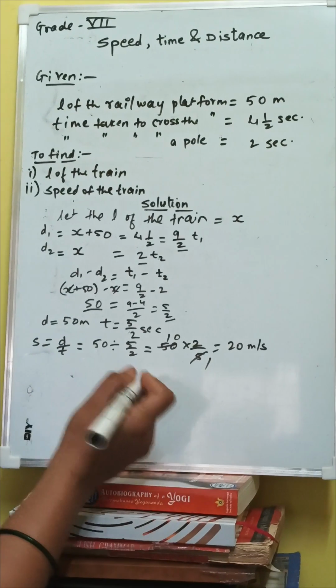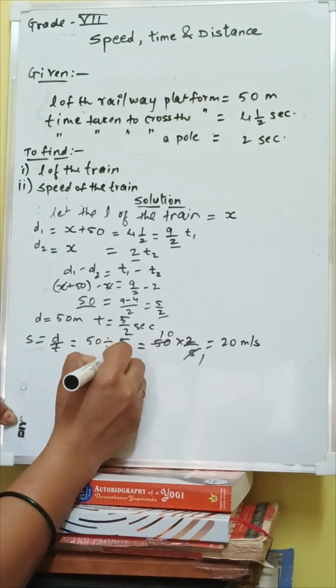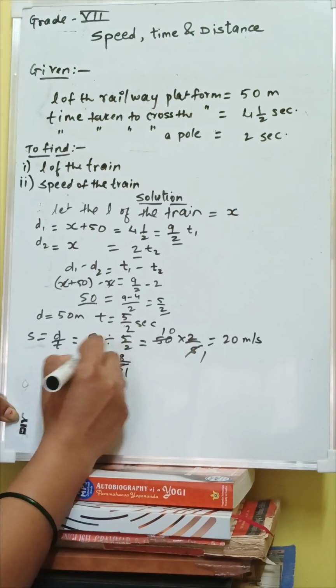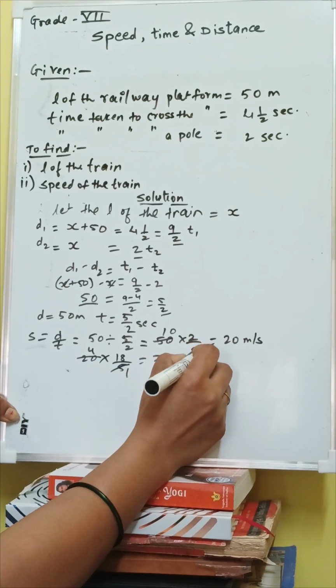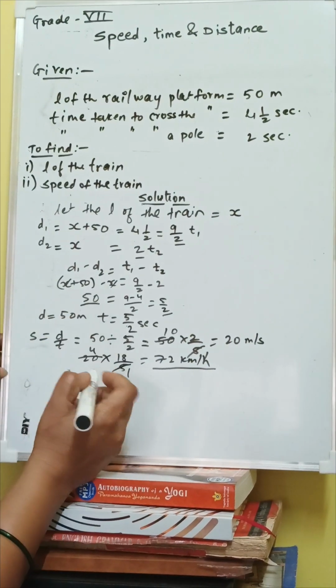We will have to convert this speed to kilometers per hour. So 20 into 18 upon 5. 5 fours are 20, 18 fours are 72. The speed of the train is 72 kilometers per hour.